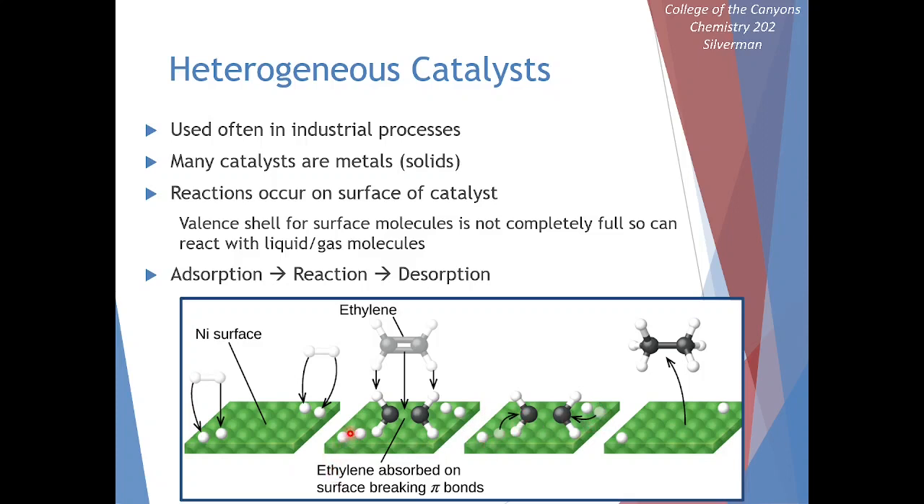We can have our hydrogen molecule absorb onto the surface, our alkene molecule absorb onto the surface, and then they can move around, start to form some intermediates, and finally, our final product. For these heterogeneous catalysts, there's this typical process: adsorb onto the same surface, have our reaction occur, and then desorb, go off into the phase that we started with.